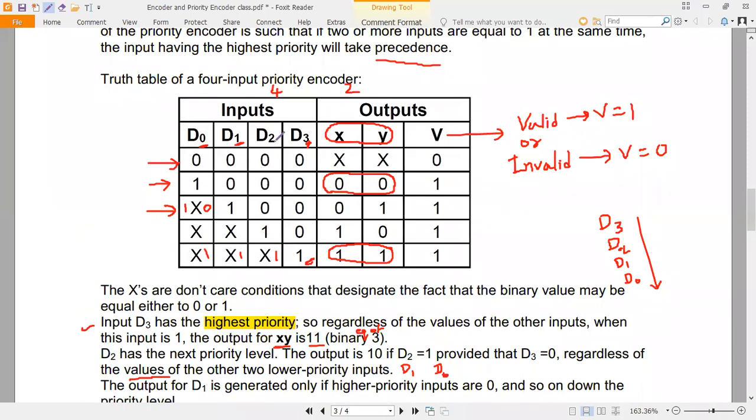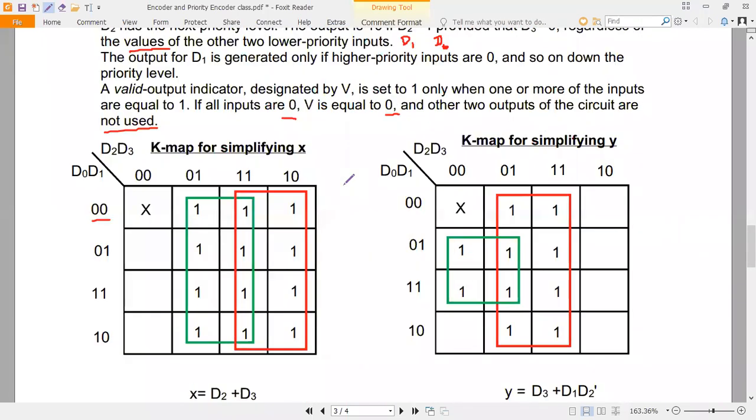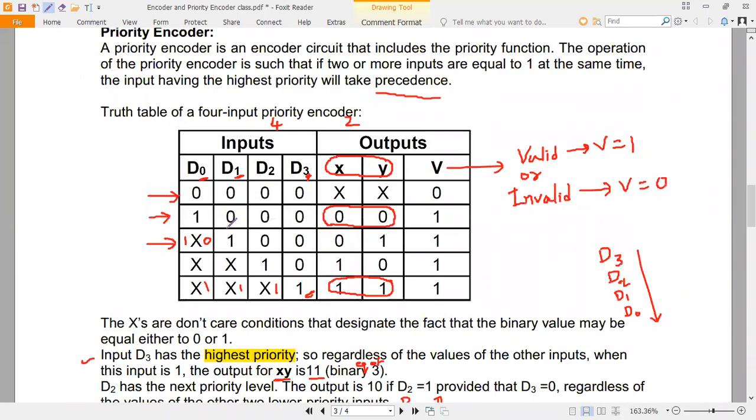Like this, you can see the second combination 1 0 0 0, X equal to 0. For the sake of convenience, I have not taken zeros. Anyway, we are going to combine the squares having 1, so I have not taken 0. Empty means 0 here.